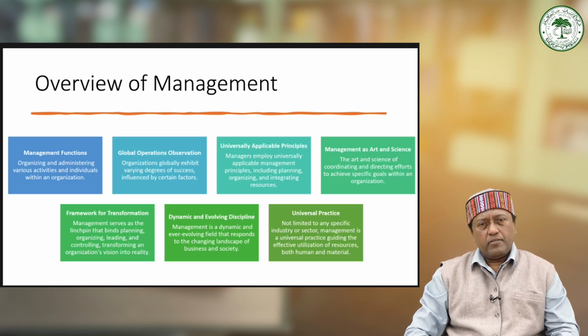The discipline of management is a very dynamic and ever-evolving field that responds to the changing landscape of business and society. It is not limited to any specific industry or sector, but is a universal practice that guides the effective utilization of resources, both human and material. And especially in today's dynamic and fast-paced business environment, management is facing new challenges such as adapting to technological advancements, addressing diversity and inclusion, and navigating global markets.